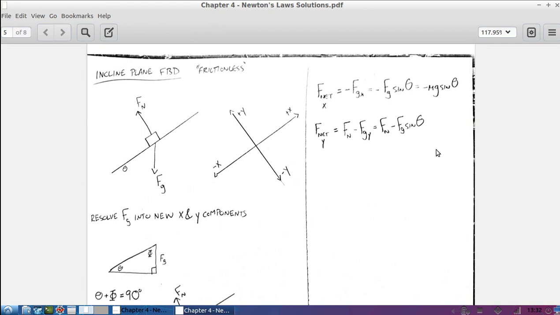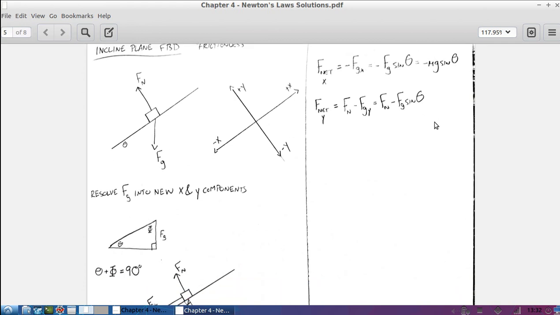Most of the time, in this equation, F net in the y direction for an inclined plane problem, the sum of these forces is going to be equal to 0, as long as the object's not leaving the incline or nothing else is pushing up and down on the object. These are the only two forces acting in the y direction. There's no motion in the y direction, so that's equal to 0. Okay? So this is how we handle an inclined plane.